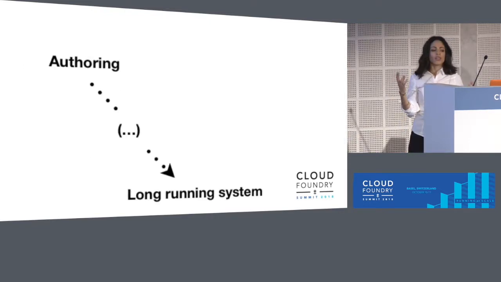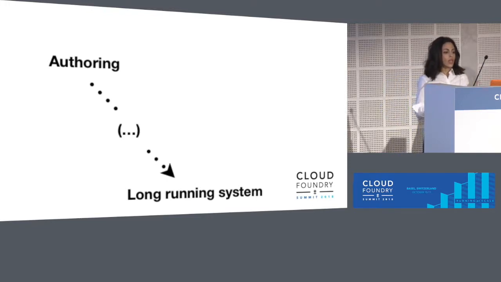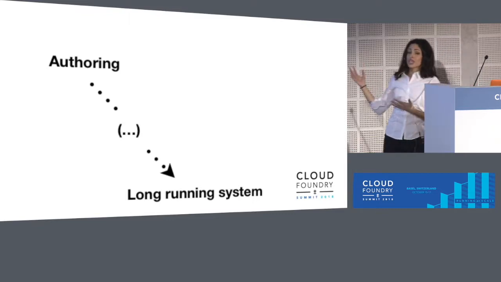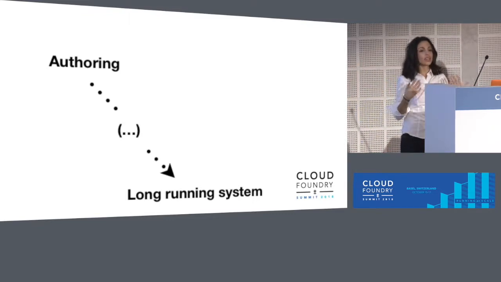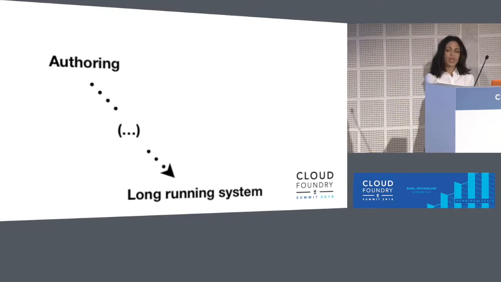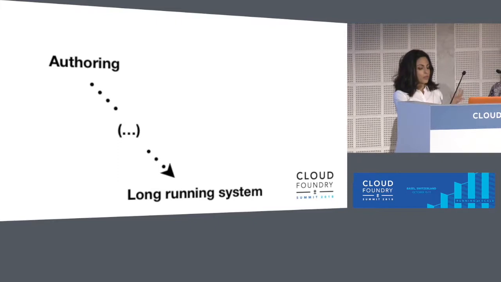And that's why, time and again, BOSH has been the go-to tool for operators to take software from source code that a development team authors and maintains through a series of steps represented very accurately by three dots there into a long-running and evolving system. Exactly how does it do that? What are those three dots?